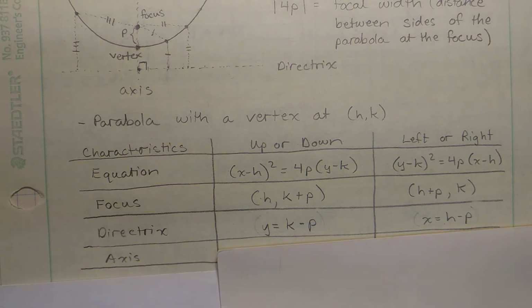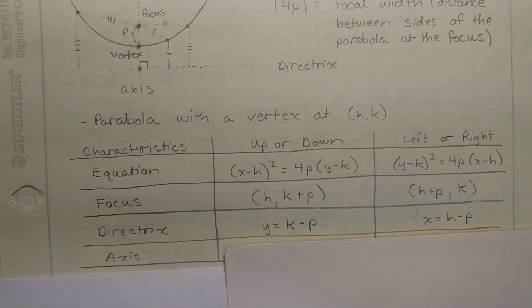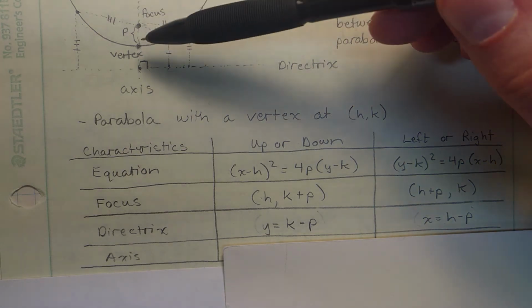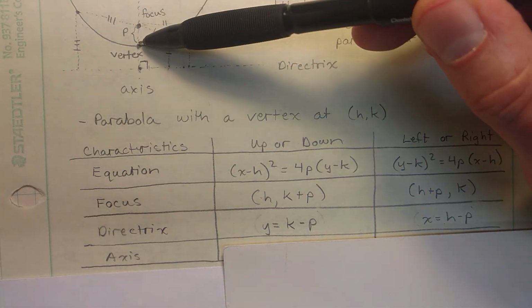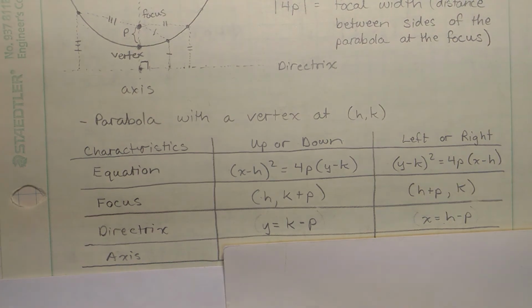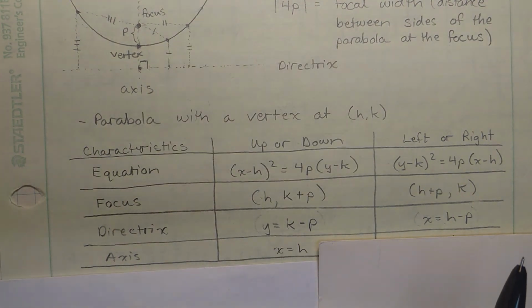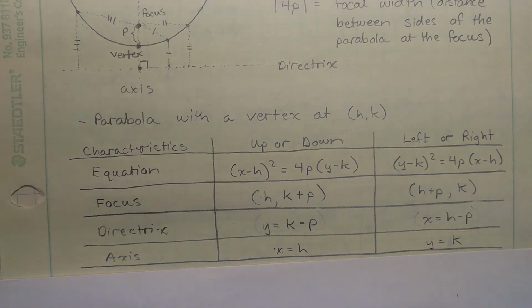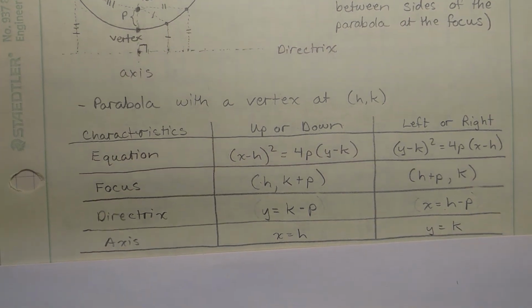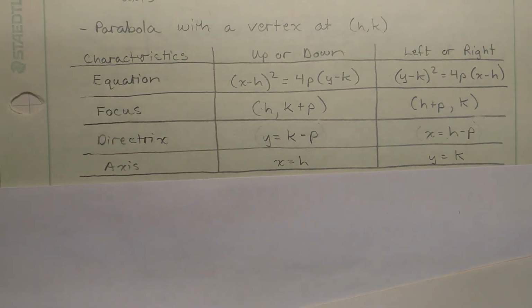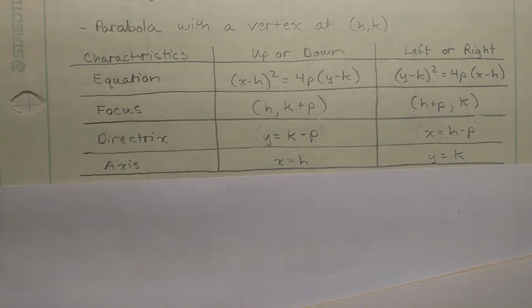Finally, the last thing that we have is the axis. Notice if it's opening up or down, the axis is a vertical line that goes through the vertex, so it's simply going to be x equals that x-coordinate of the vertex, h, and for horizontal, y equals k. So those are our basic characteristics of the parabola. Well, now let's apply these things and see if we can answer some questions with it.